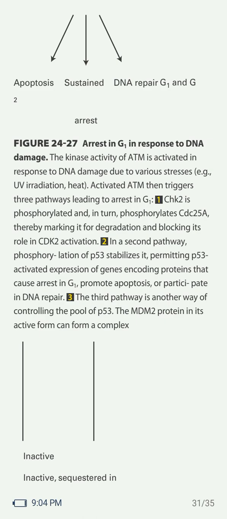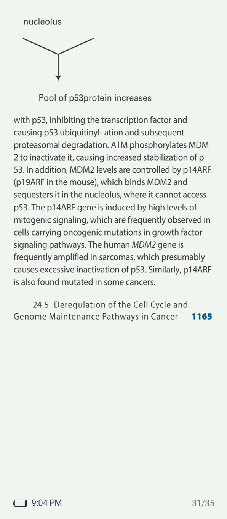The third pathway is another way of controlling the pool of p53. The MDM2 protein in its active form can form a complex with p53, inhibiting the transcription factor and causing p53 ubiquitination and subsequent proteasomal degradation. ATM phosphorylates MDM2 to inactivate it, causing increased stabilization of p53. In addition, MDM2 levels are controlled by p14ARF, p19ARF in the mouse, which binds MDM2 and sequesters it in the nucleolus, where it cannot access p53.